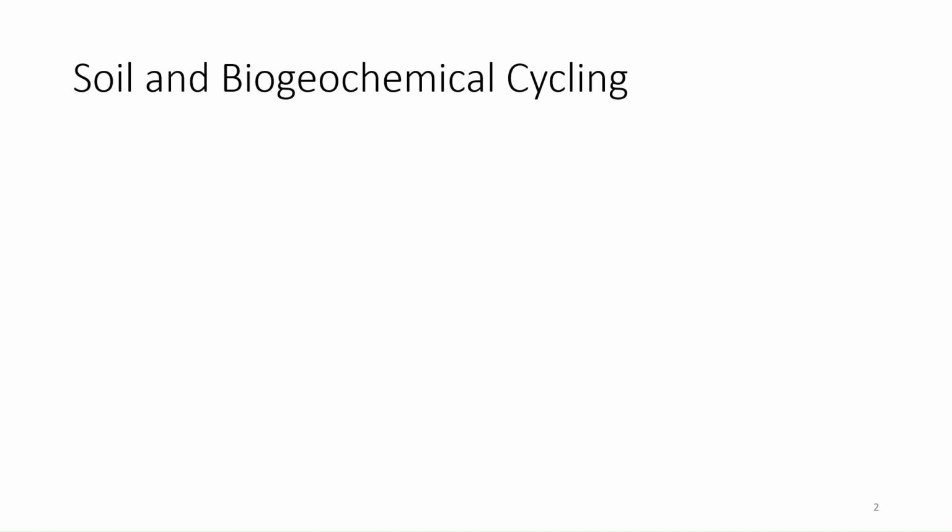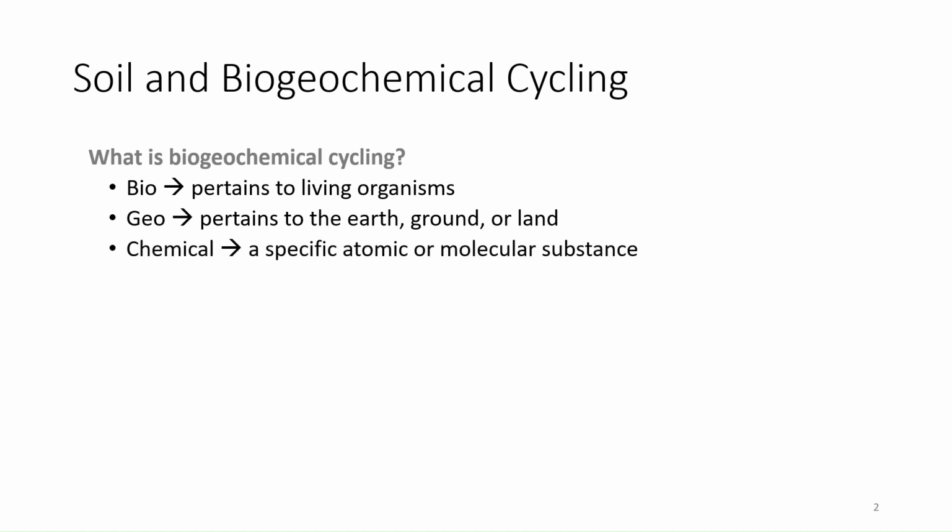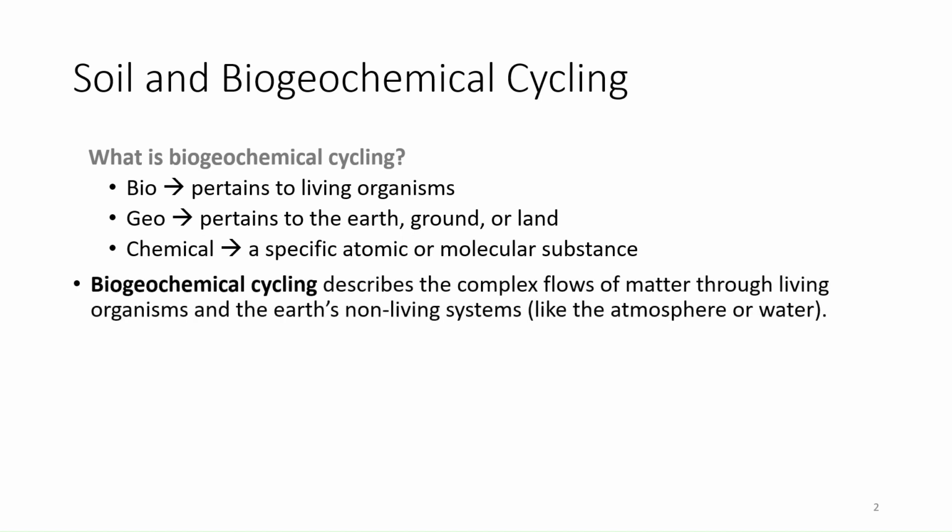First, we're going to do a bit of a review. We're going to discuss soil and biogeochemical cycling. And as you may recall, biogeochemical cycling is the relationship of life, or bio; geo, meaning the earth, ground, or land, which would include the water; and chemical, which are specific atomic or molecular substances. When we put it all together, we get biogeochemical cycling, which describes the complex flows of matter through living organisms and the Earth's non living systems.